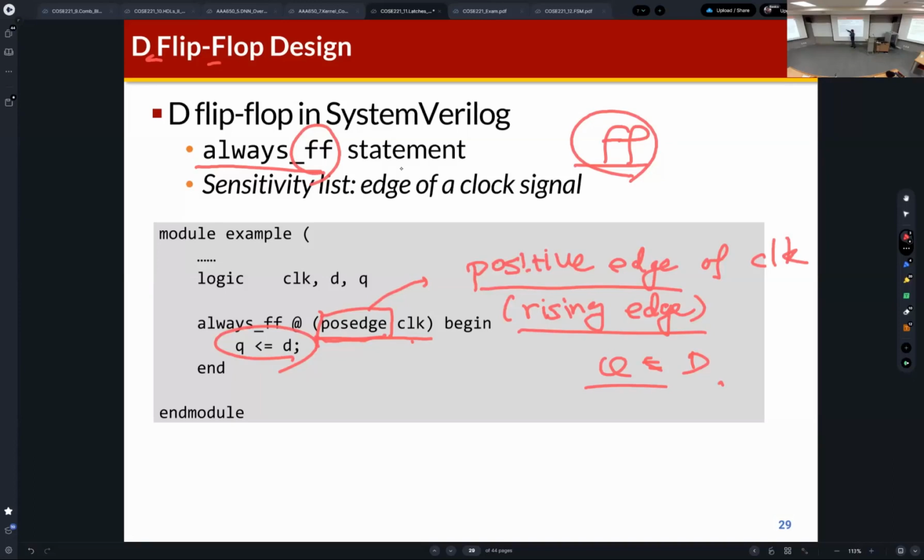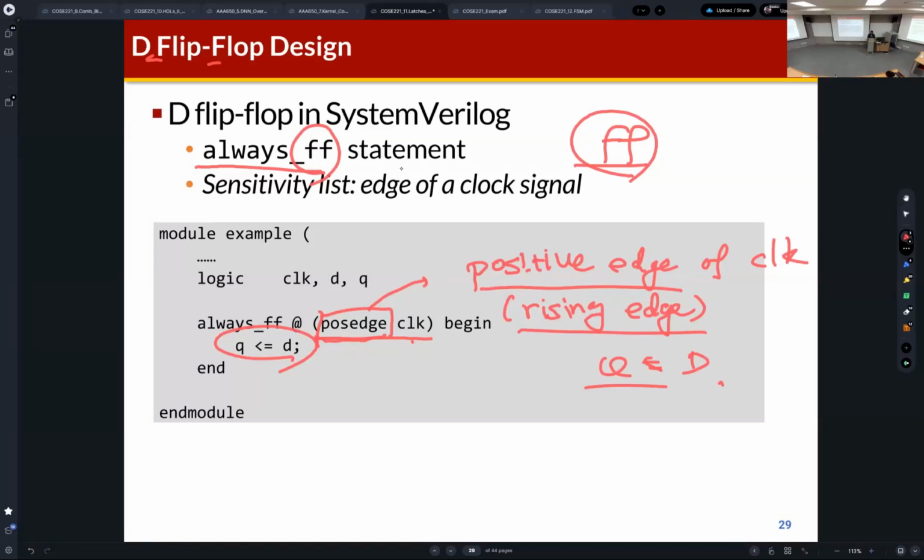So at the positive edge of clock, actually this also means when. It represents "when" in English. So at the positive edge of clock, Q becomes D. So this is the implementation of a flip-flop in SystemVerilog. So it's very easy, right?